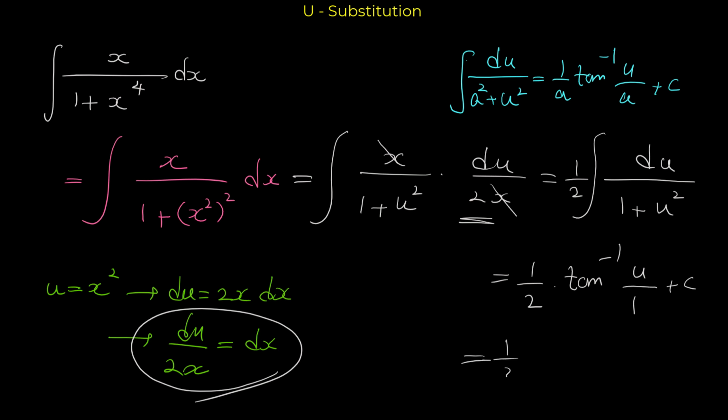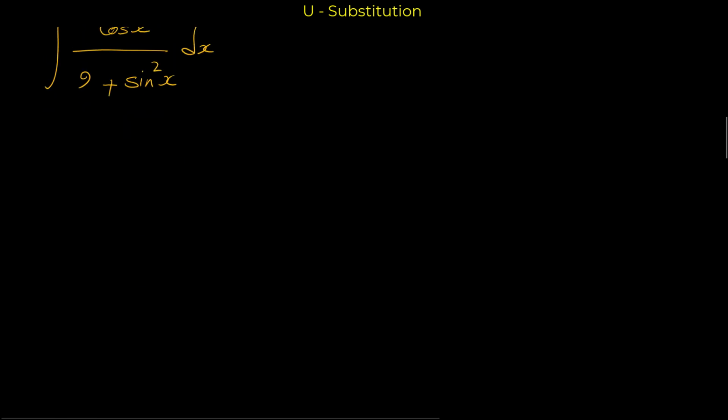So the answer is 1/2 tangent inverse of u, but u originally is x². So tangent inverse of x² plus c. And this is the answer of the integral. So this is tangent inverse or arctangent. So the answer of the integral of this expression is 1/2 arctangent of x² plus c. Let's move to the next example.